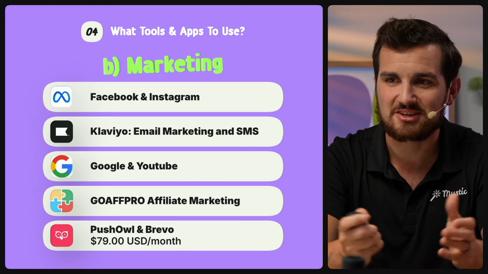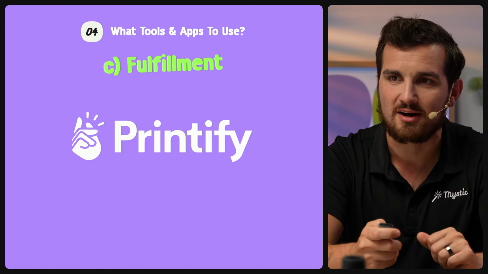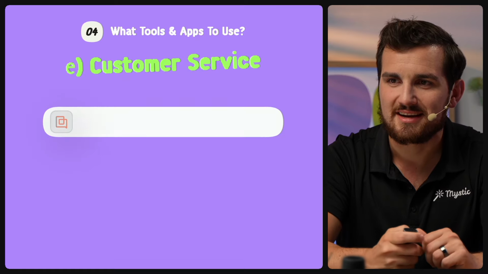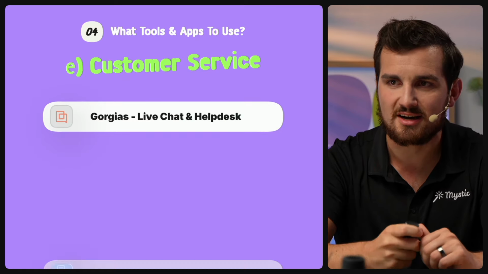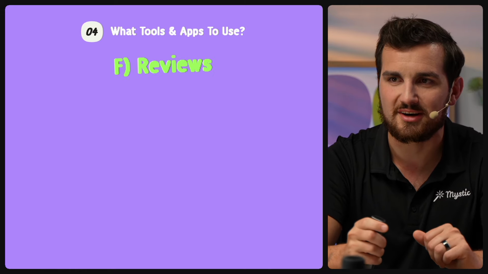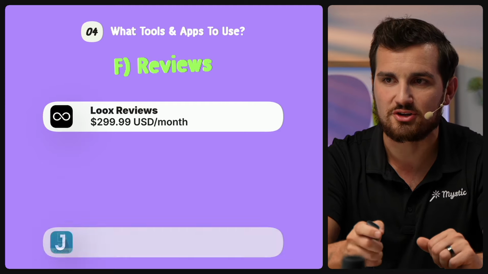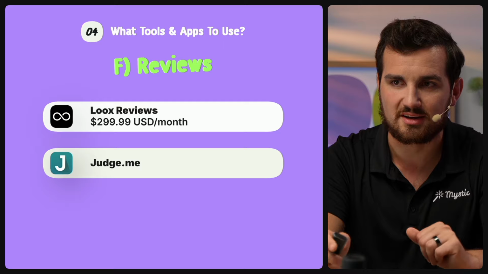Exactly. Then next we have Pushowl, which is those awesome notifications that show up at the top of the bar. For fulfillment, there's not really any other choice: Printify. For customer service, there's Gorgias, which is the pricier option. In the meantime, I highly recommend just going with Gmail. It's super basic, but it gets the job done. Then for reviews, Loox is the more expensive option, but Judge.me, in the very beginning, does an awesome job. I recommend getting started there.